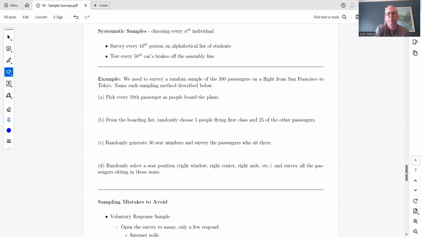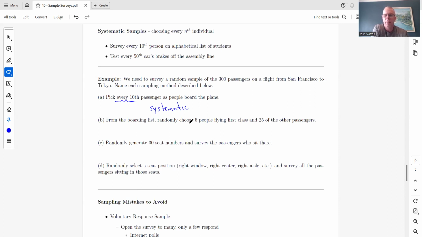We need to survey a random sample of 300 passengers on a flight from San Francisco to Tokyo. Name a sampling method described below. The first one, pick every 10th passenger as people board the plane, that would be systematic. Those are usually pretty easy to identify, since they have this every whatever, and that will tell you it's systematic.